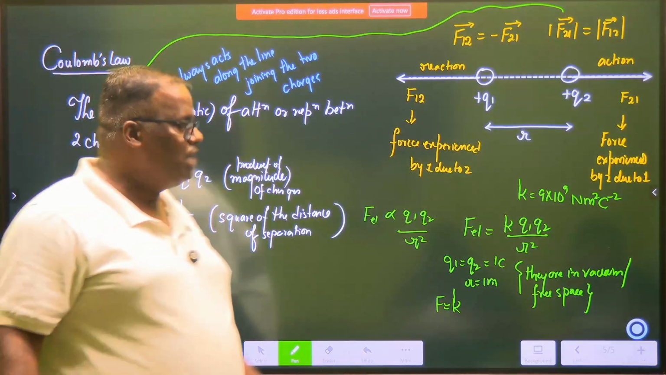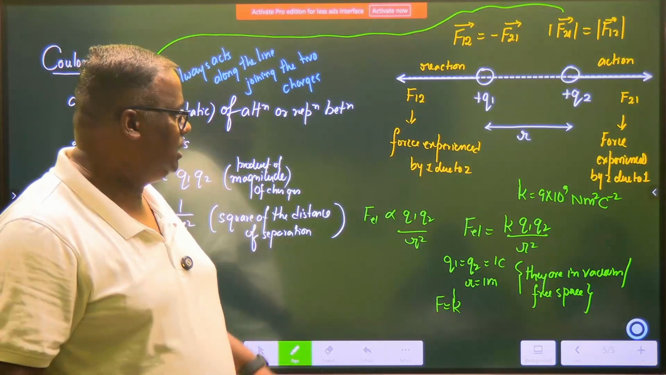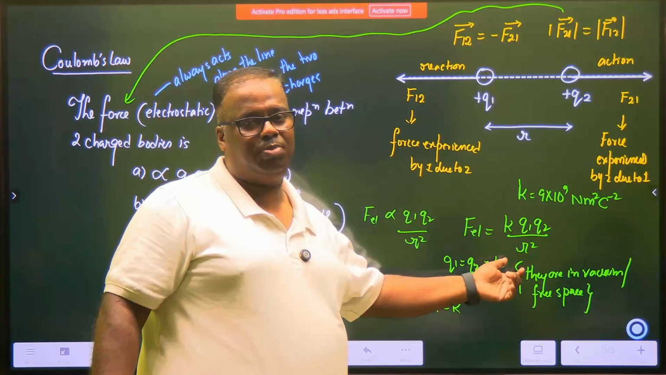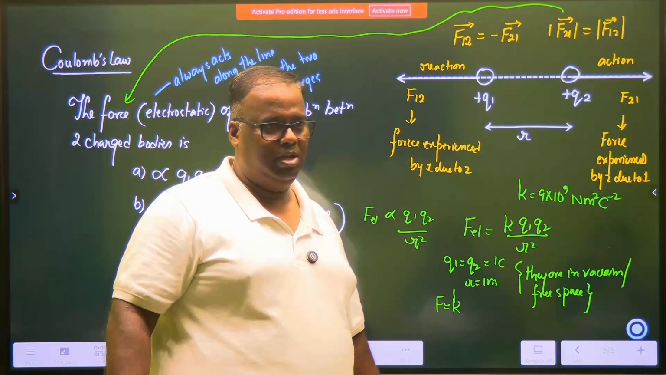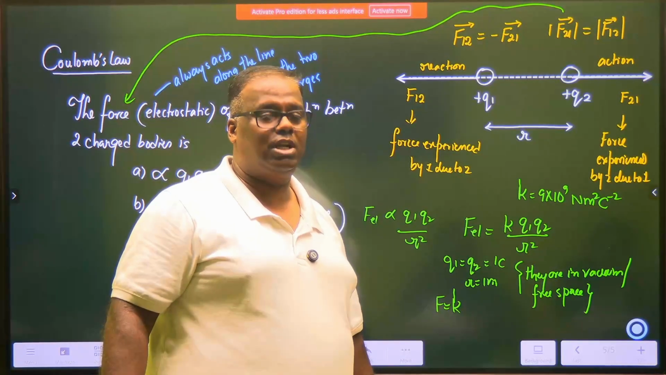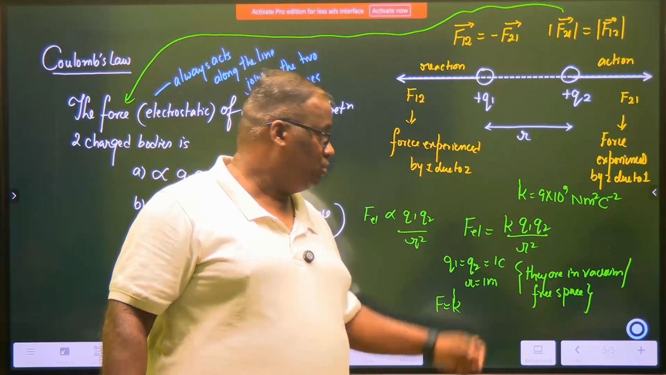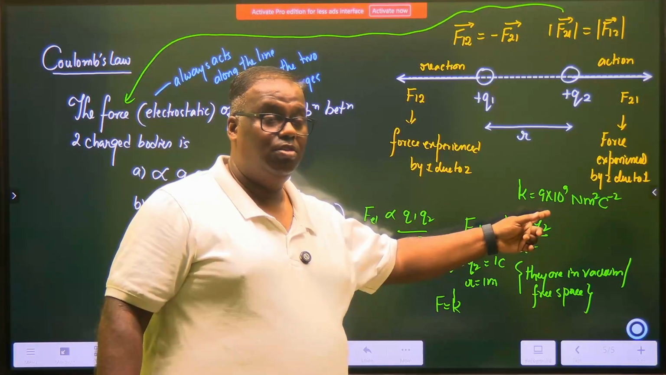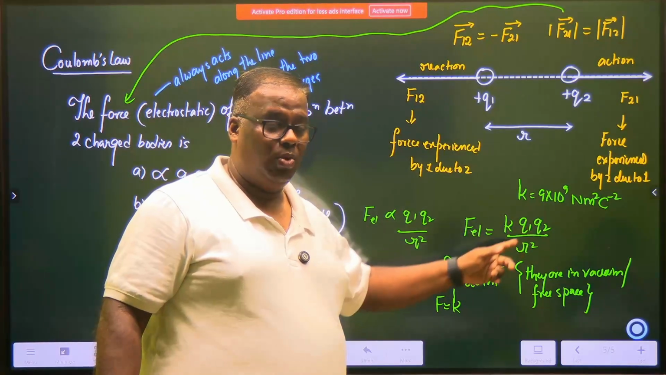So if somebody asks you, tell me children, if two charges of 1 coulomb are separated by a distance of 1 meter, what is the force of attraction between them? The force of attraction between them is 9 into 10 to the power 9 Newton. Very high force. 1 coulomb charge is very big. You might feel that 1 coulomb is a very small amount of charge. It is not like that. 1 coulomb is a very big charge.